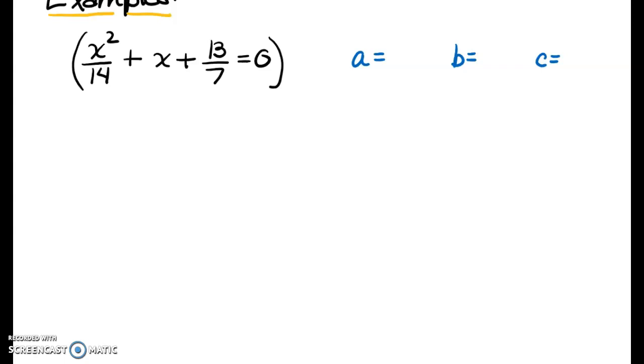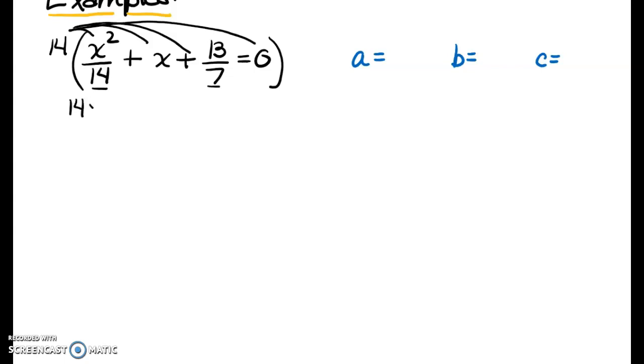So what I'd like to do is use my property of equality and multiply by a number that gets rid of all my denominators. So I know that if I multiply by 14, that will eliminate this 14 and this 7 right here. So I'm going to distribute 14 to both sides of the equation, all my terms.